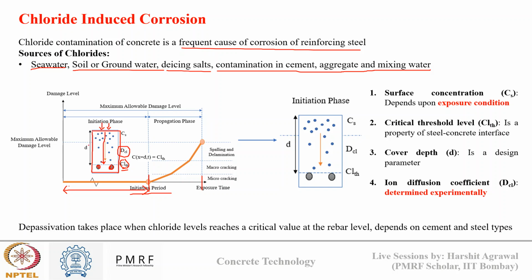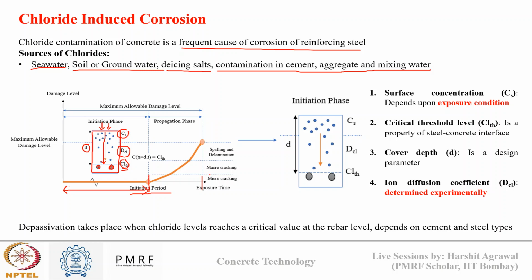Okay, so here you can see there are four parameters. D is the depth, ClTH is the critical chloride concentration at the interface that is needed, DCl is the rate at which the chloride is diffusing through the concrete, and CS is the amount of chloride present on the surface.